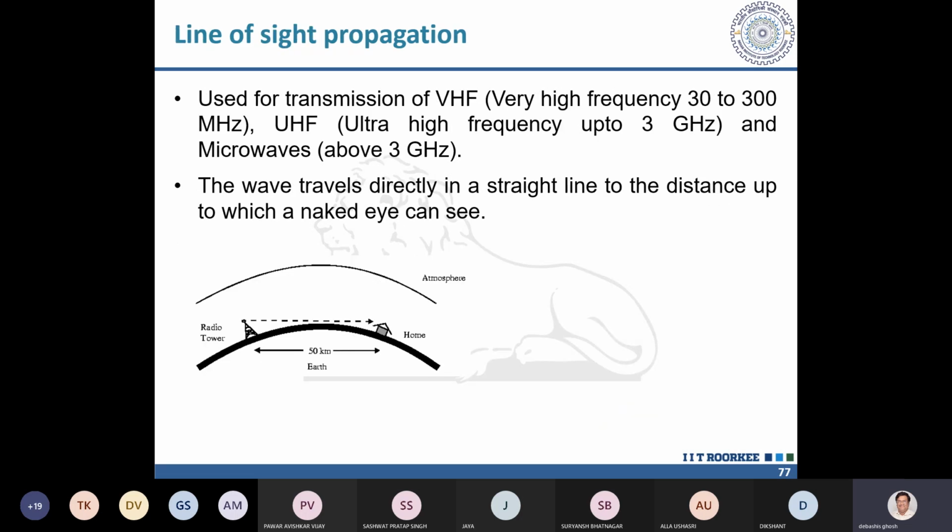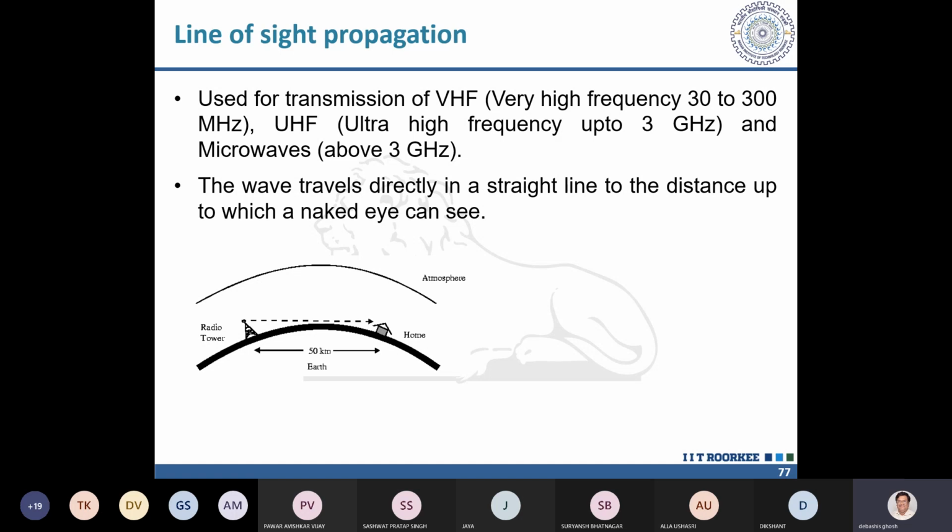Next comes line of sight propagation. Here the propagation will be in a direct straight line and it should be within the line of sight. If it is not within the line of sight, you cannot. For example, the TV station tower in a city used to be very high, so that it covers the whole city and all the buildings in that city can receive the signals from that television tower. It has to be within the line of sight.